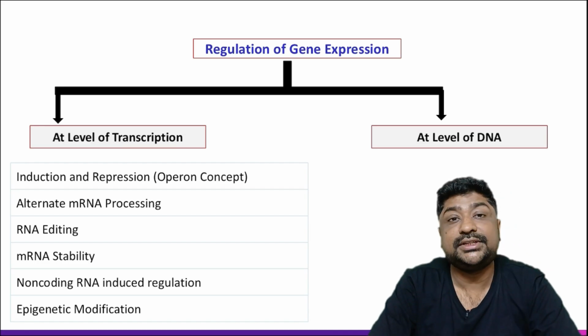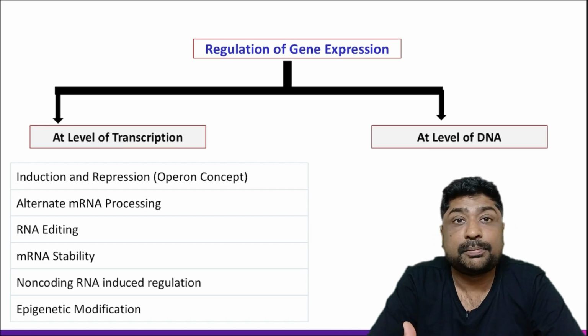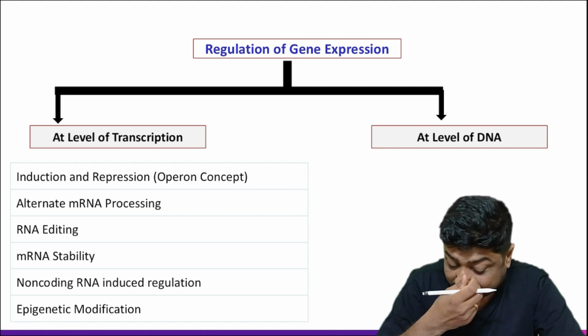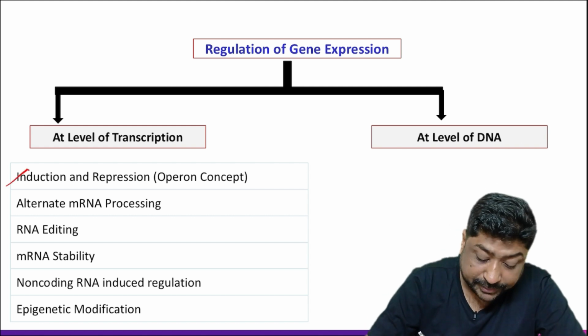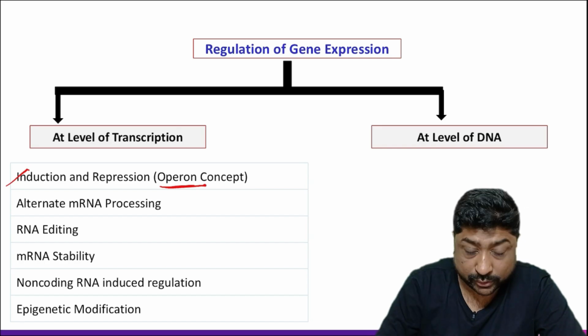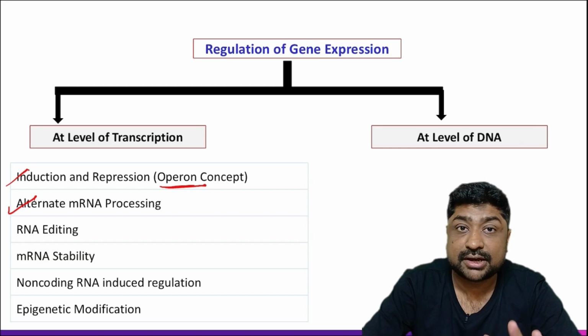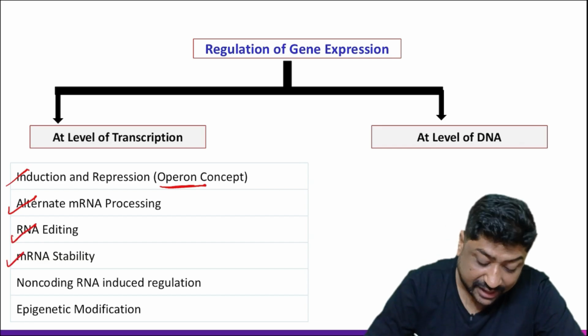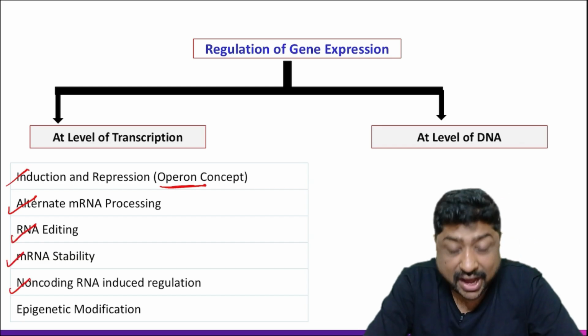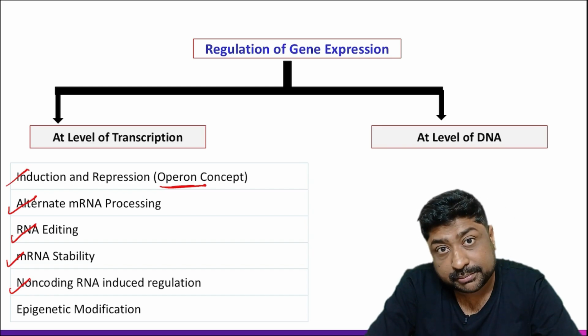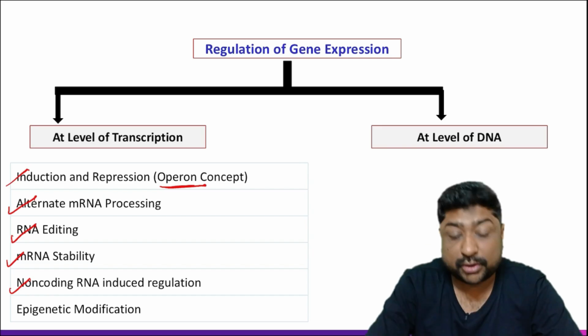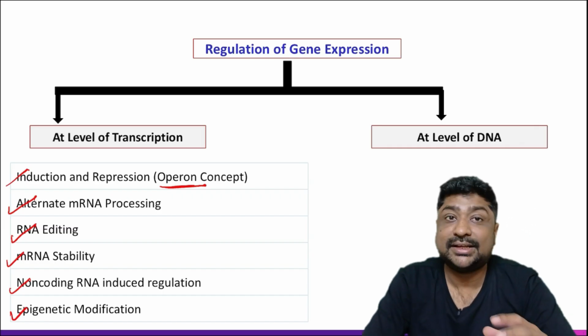When we look at the level of transcription, we have various mechanisms, and as I told you, all of these are high-yield topics, and this gives you a perspective of what you have to read for this particular section. Induction and repression, this is basically your operon concept. We are going to learn it in detail. Alternate mRNA processing, all the mRNA processing are very high-yield topics. RNA editing, mRNA stability, non-coding RNA induced regulation, I have taught it in biochemistry classes. Epigenetic modification. All these are very high-yield topics.